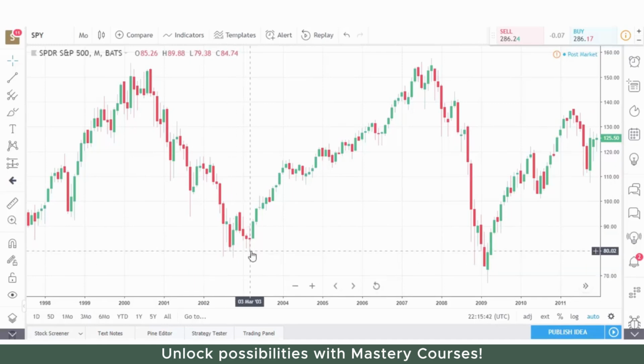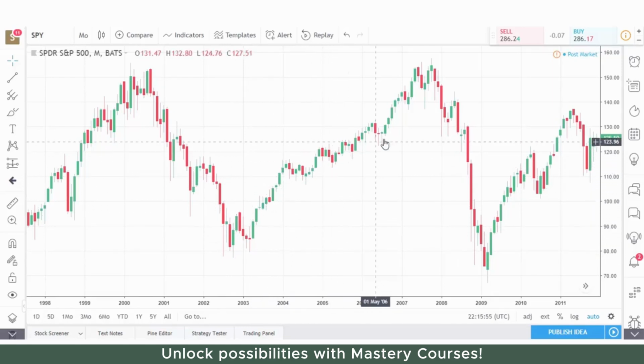You'll see this again as the market began a bull move in October of 2002. For 5 years, we had a bull market up until October of 2007. And at that point, the market turned bearish. And you can see the really sharp declines.